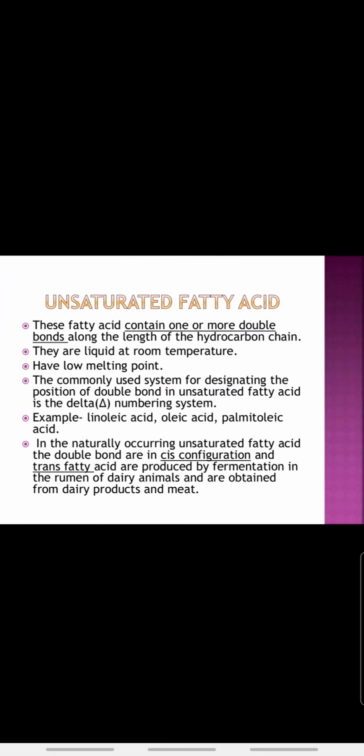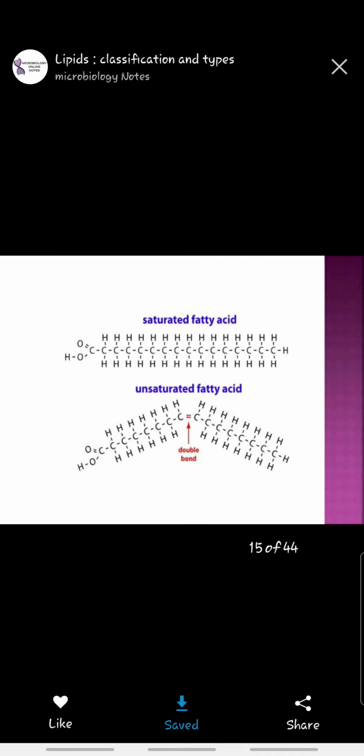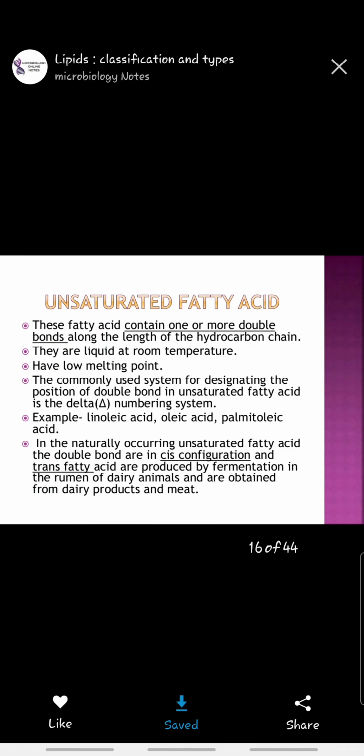Okay, next we are now done discussing saturated fatty acid. Let's now continue our discussion with unsaturated fatty acid. When we say unsaturated fatty acid, these are fatty acids that contain one or more double bonds along the length of the hydrocarbon chain. As you can see in the structure, the middle of the carbon to carbon to hydrogen bond has a double bond, so that makes it an unsaturated fatty acid.